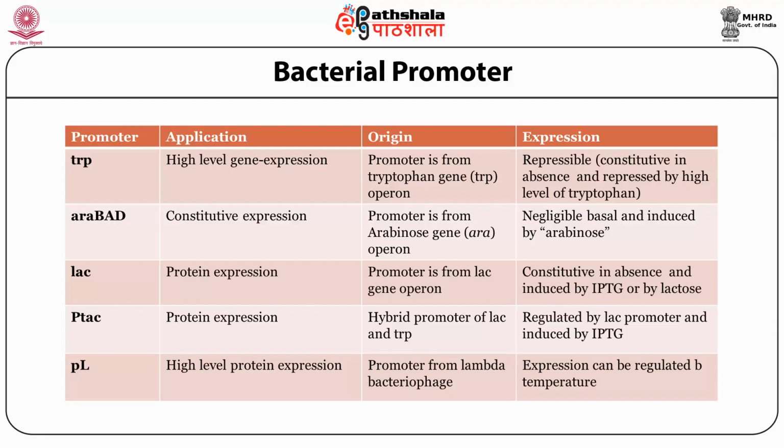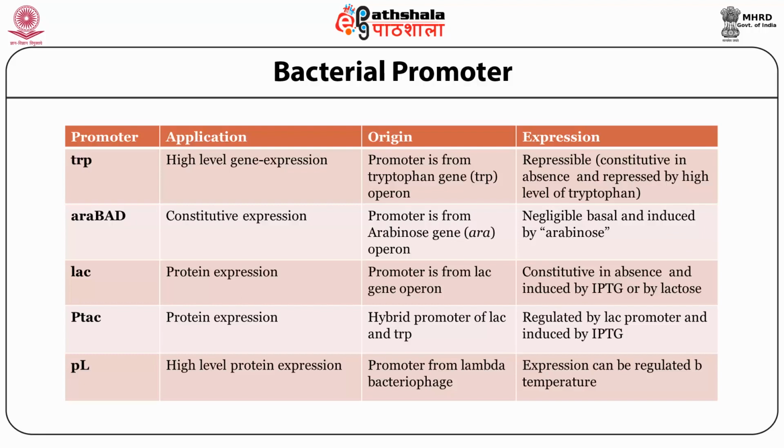Another one is araBAD. Again, it is a promoter from the arabinose gene. It allows expression, and in the presence of arabinose, which removes the repressor, it will allow expression of our gene of interest. Similarly, there is the lac promoter, which is the promoter from the lac operon, and it allows protein expression, and it can be induced by IPTG or by lactose.